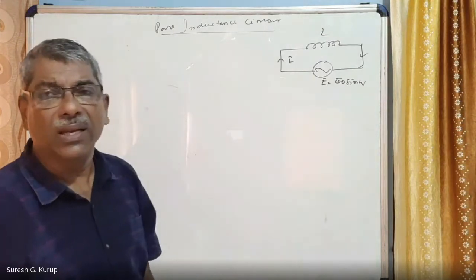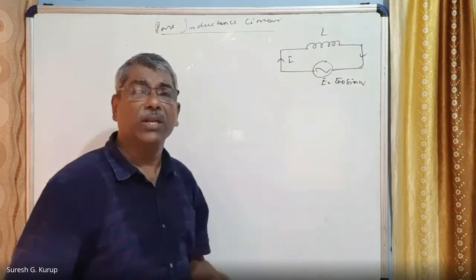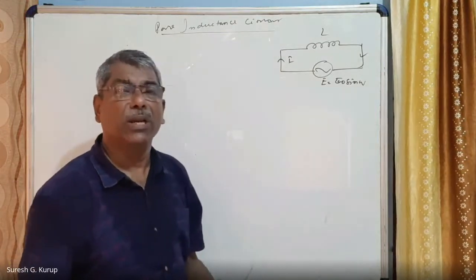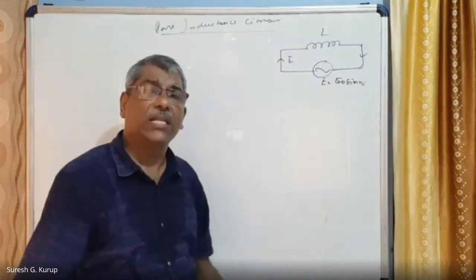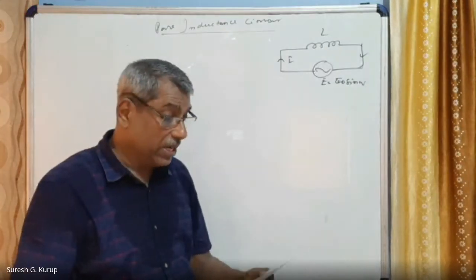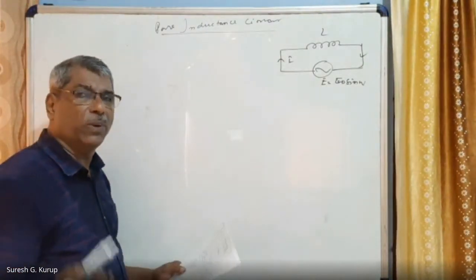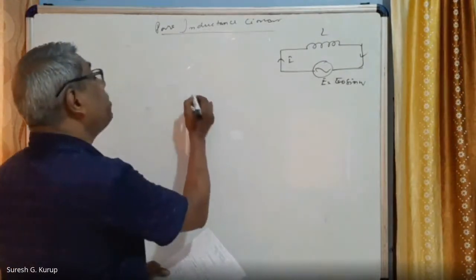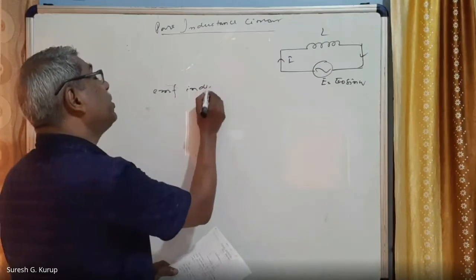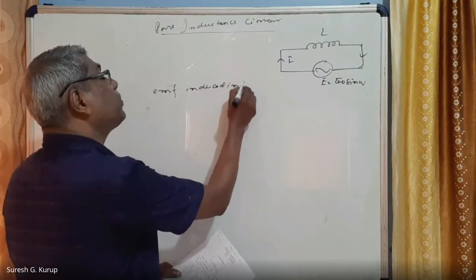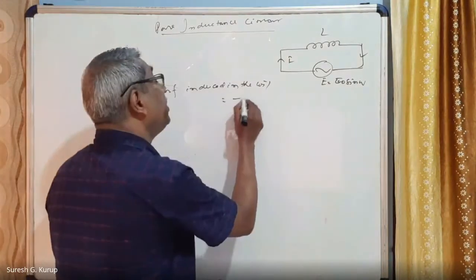A time is necessary for the current to become maximum through the coil, because the induced EMF is always opposing the incoming current due to this EMF applied. Right? So there will always be a rate of change of current through the coil, that is di by dt. Then the EMF induced in the coil is given by a very simple formula: EMF induced in the coil is equal to minus L into di by dt.